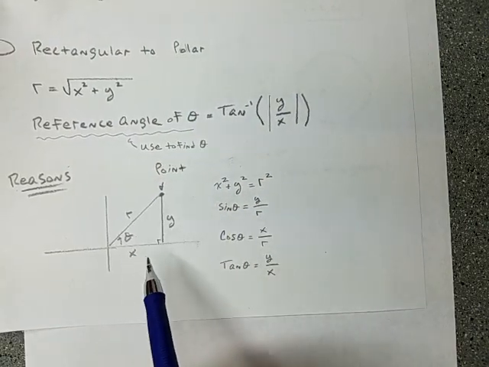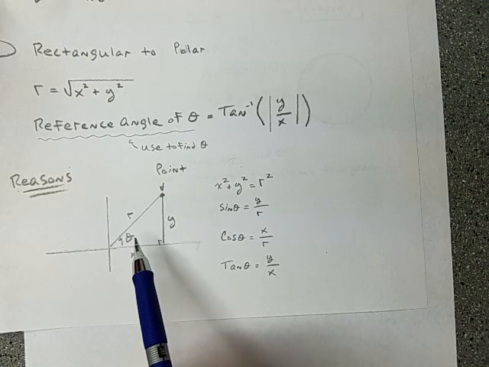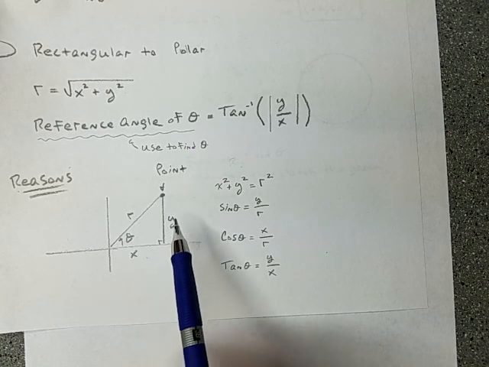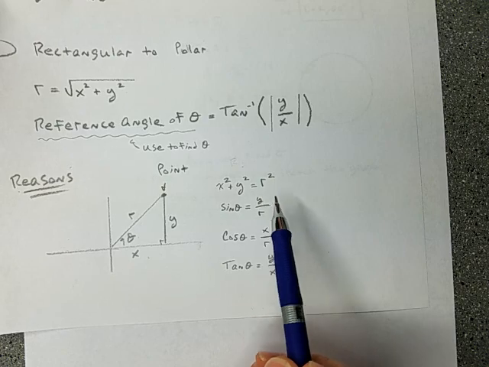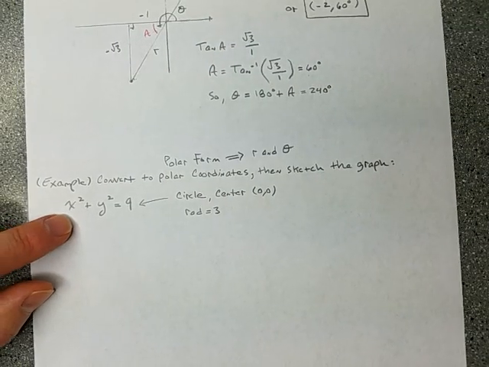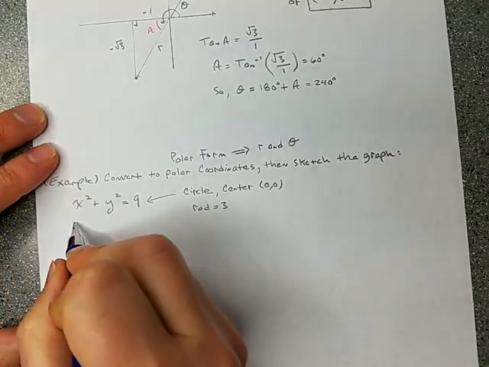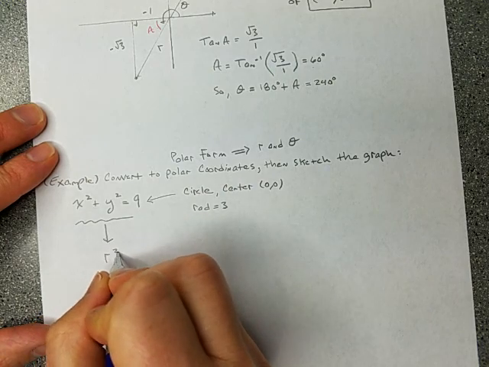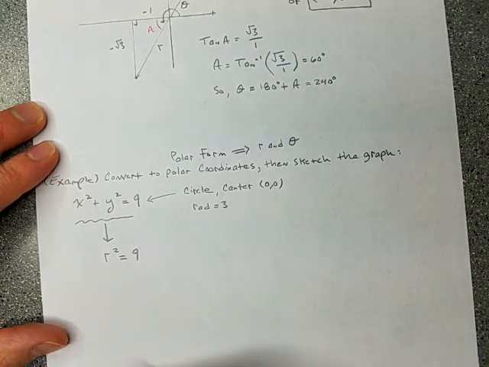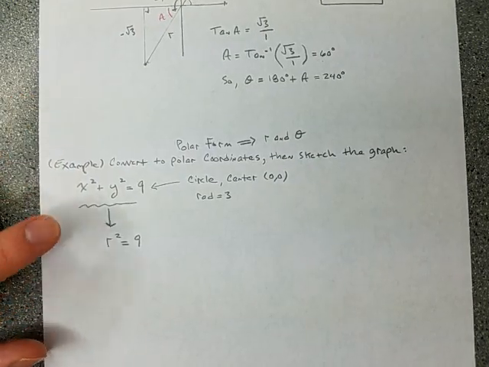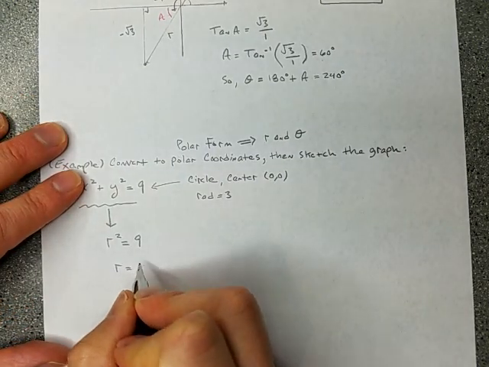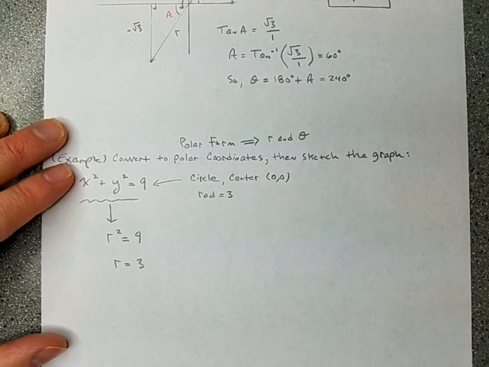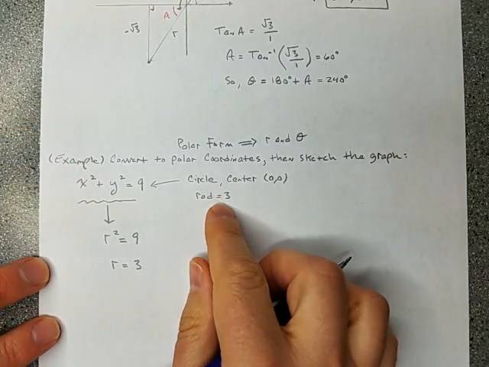Well, if you look at how x and y interact with r and theta, it has to be true that x squared plus y squared is r squared. So x squared plus y squared is 9. That's immediately convertible to r squared is equal to 9. Okay? And then if I convert a little bit further, I'll get r is equal to 3. And I think that's consistent with this.